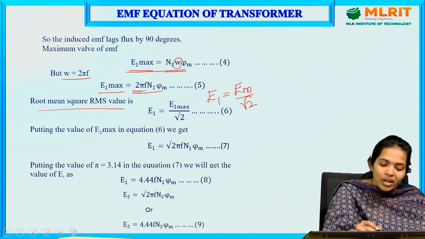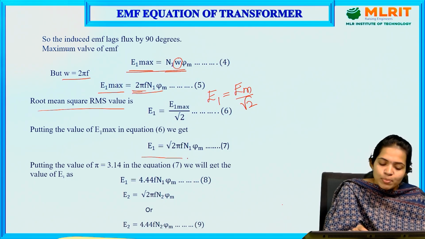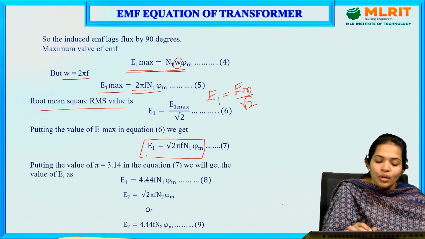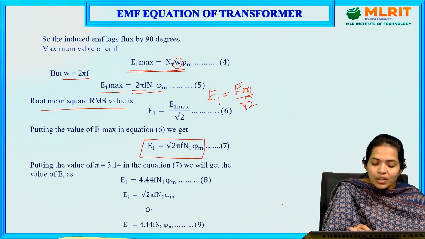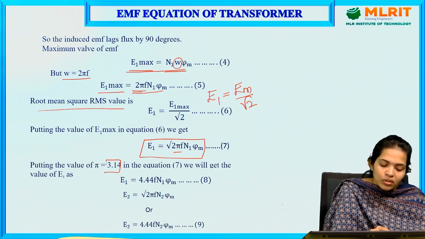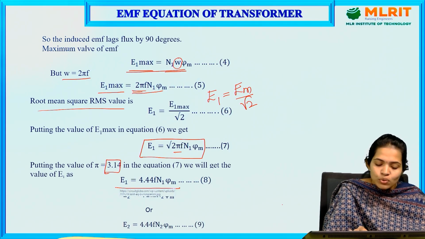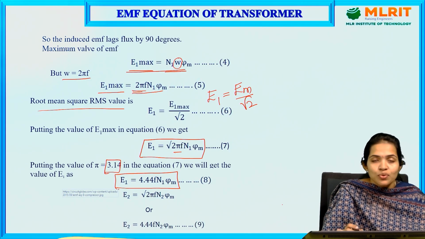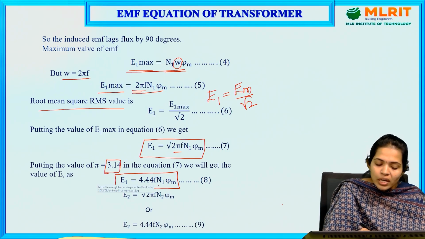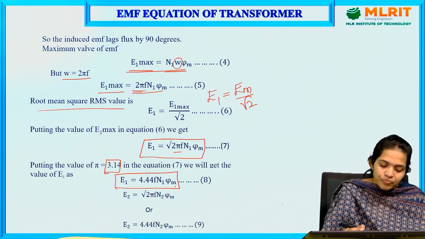So upon dividing it by root 2, we get the respective equation of EMF induced in the primary winding as root 2 into pi into f into N1 into phi m. Upon substituting the pi value as 3.14, we get the relation for induced EMF E1 in the transformer primary winding as 4.44 f into N1 into phi m.